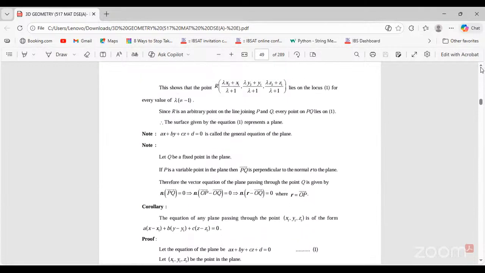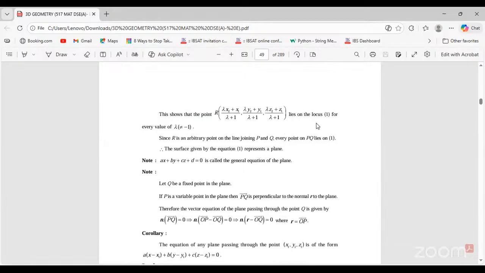Now, this shows this lies on equation 1 for every lambda not equal to 0. Therefore, R is an arbitrary point on the line joining P and Q. Every point on PQ lies on equation 1.